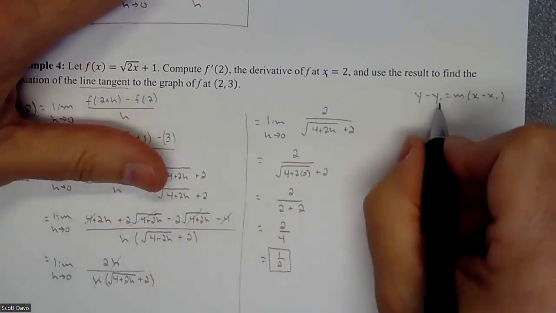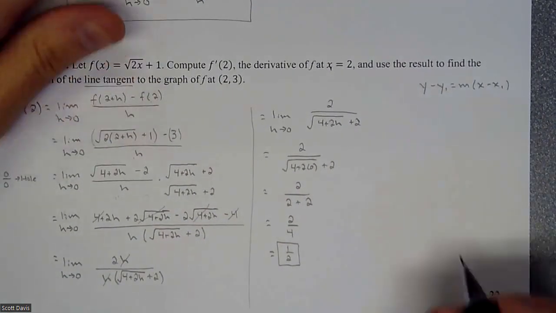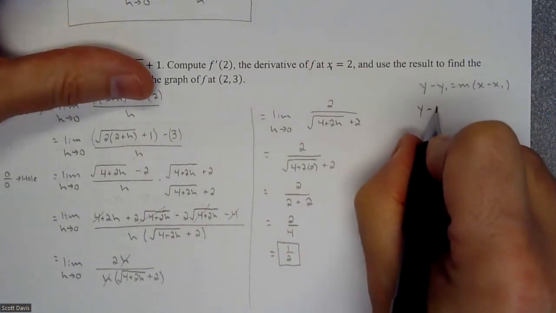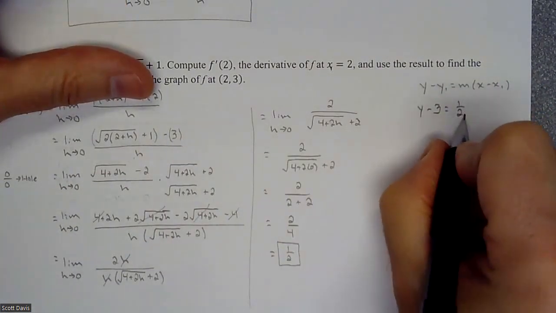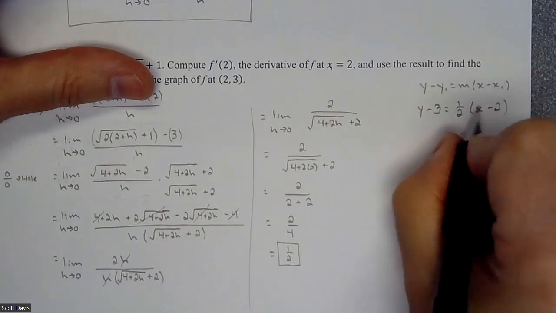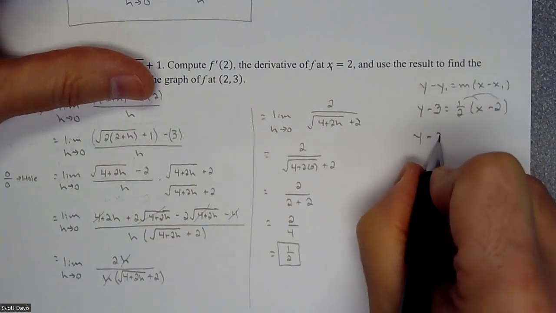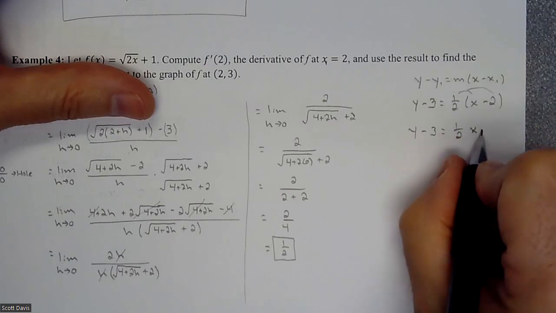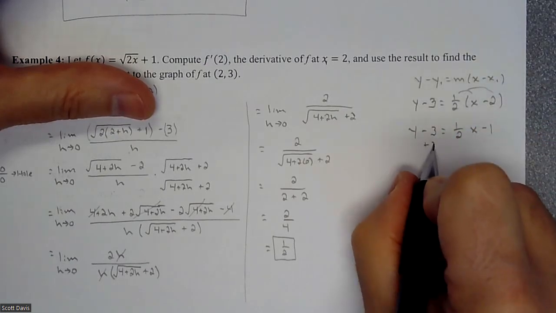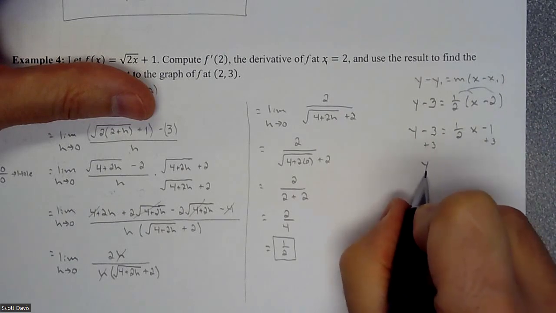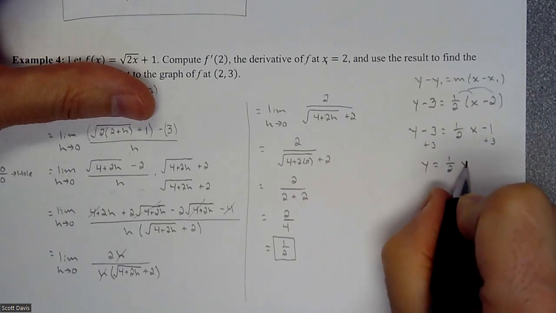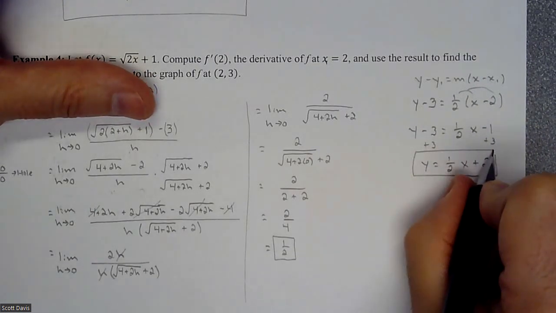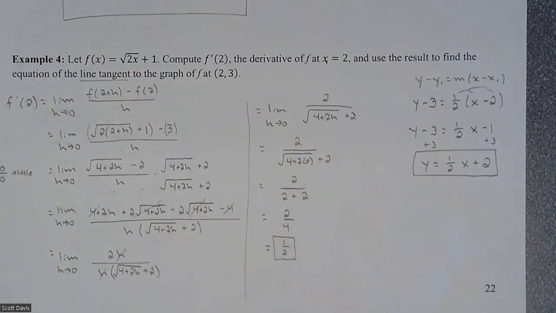We're going to use that slope now to find our tangent line. So for our tangent line we needed that slope and we need a coordinate. So we have y minus 3 equals 1/2 times x minus 2. We'll distribute: y minus 3 equals 1/2 x minus 1, because we're distributing the half. We'll add 3. y equals 1/2 x plus 2.